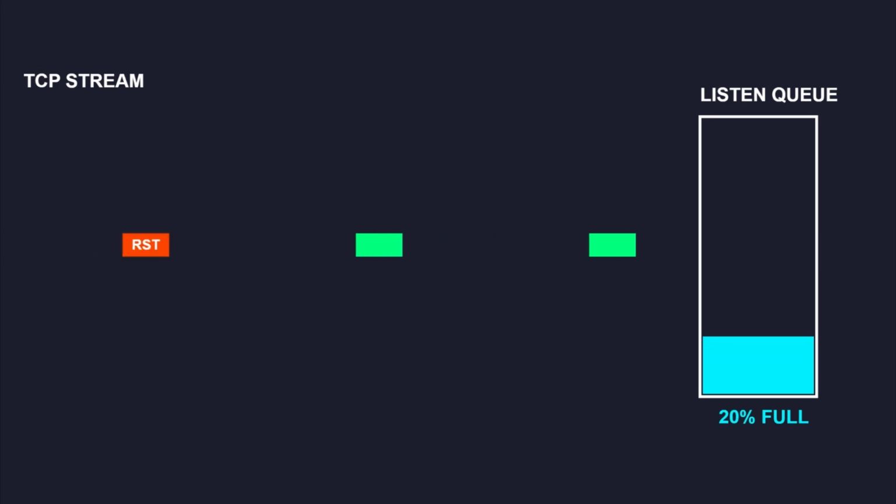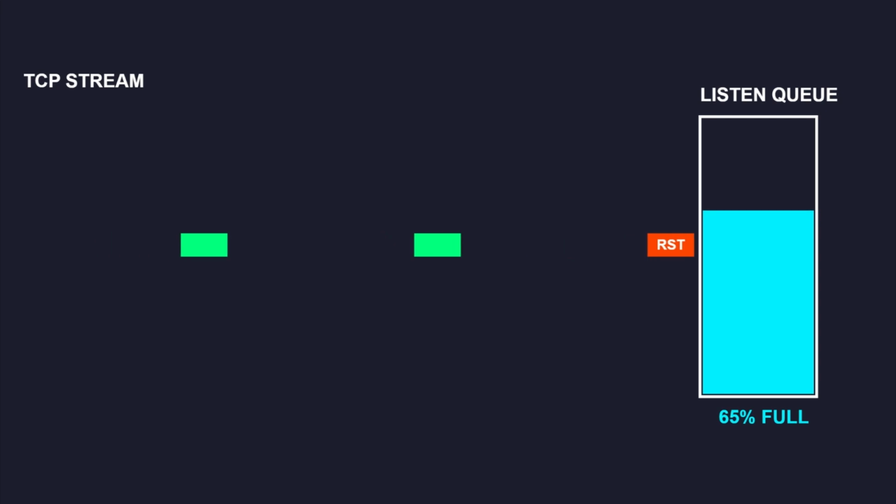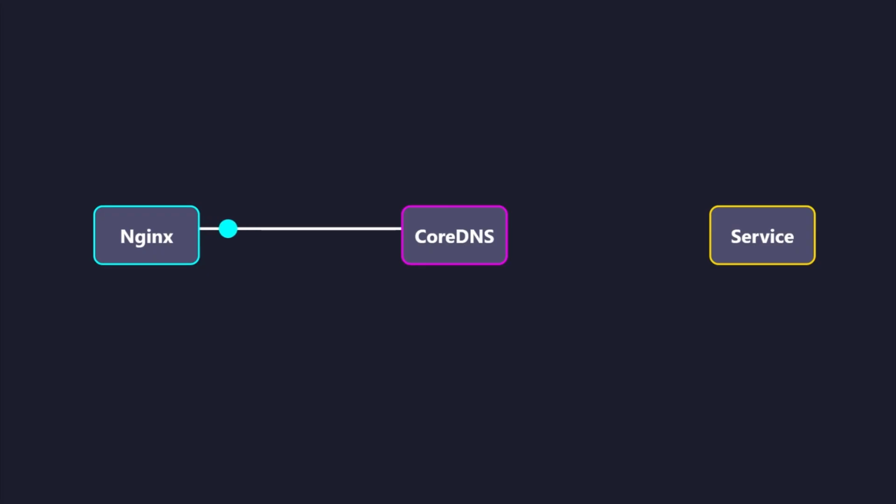If the cause remains hidden, use packet capture tools to analyze the Transmission Control Protocol stream. Look for reset packets sent by the application. A reset packet indicates the application kernel forcefully closed the connection, often due to a full listen queue or an application crash.